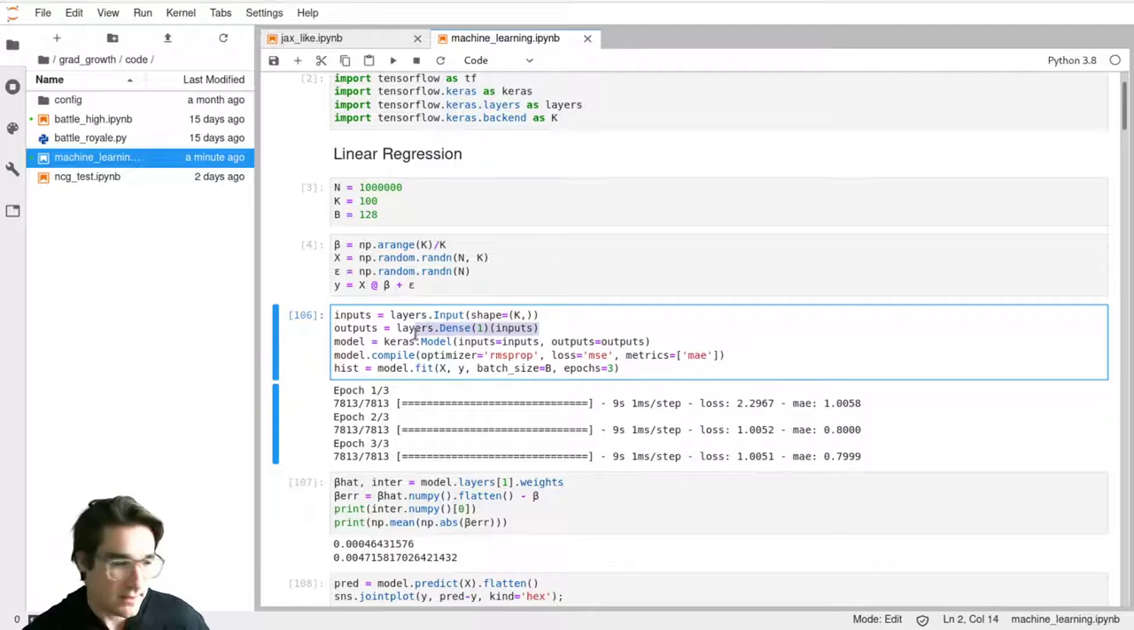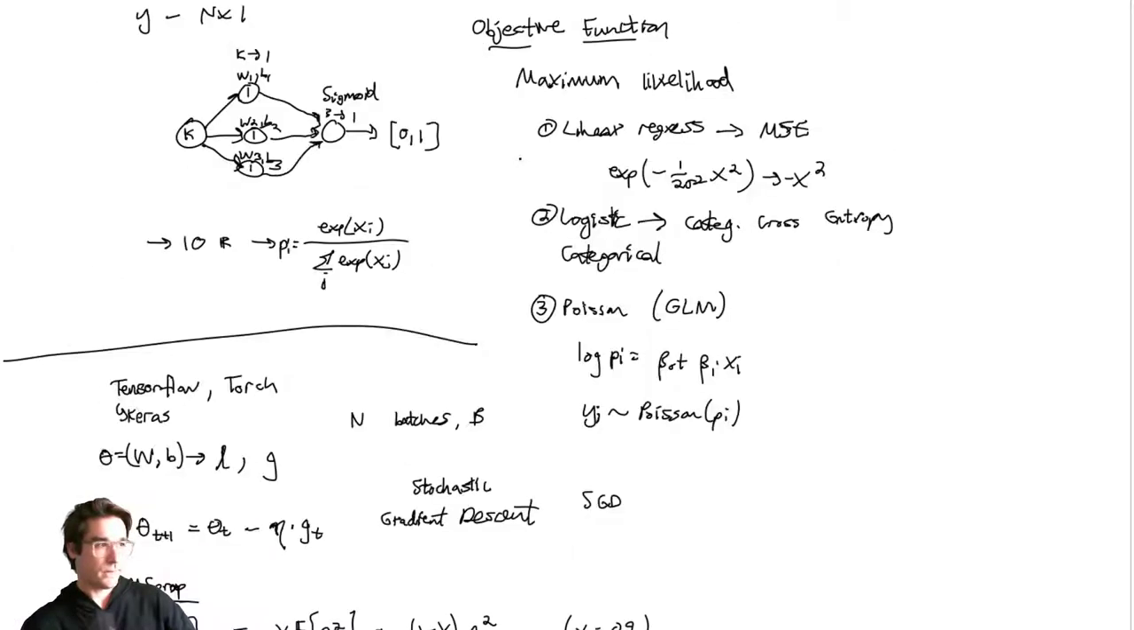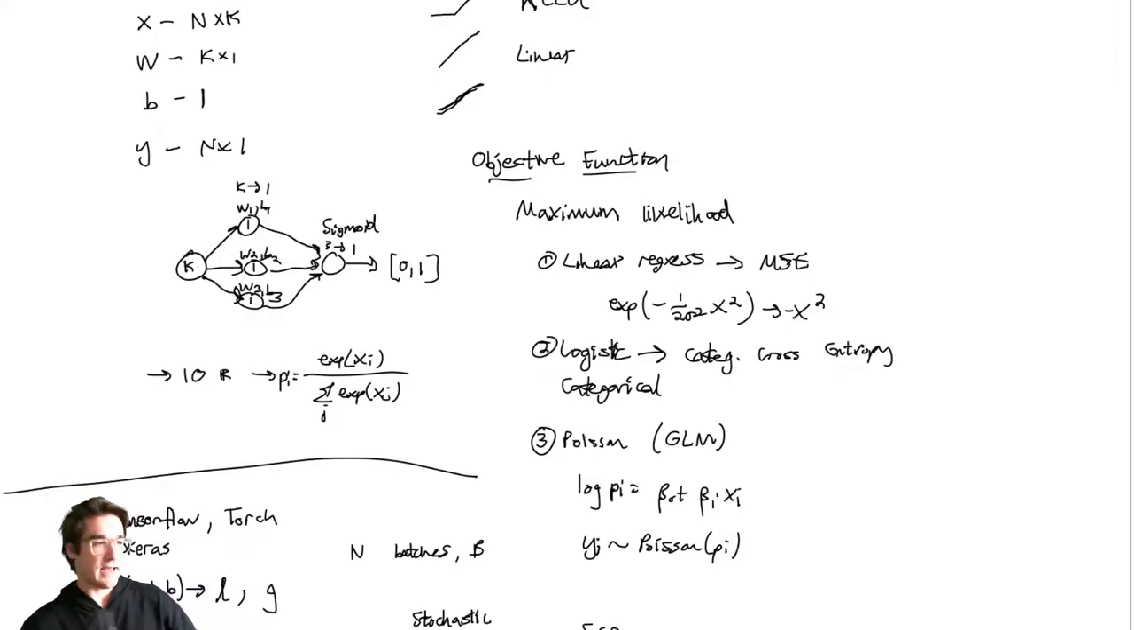Now, this is the simplest possible thing you can do in Keras. Outputs is going to be a dense layer. Dense means that it's totally connected, that every input maps to every output. So there are K inputs here. Let's say K is 3. This is our input layer.